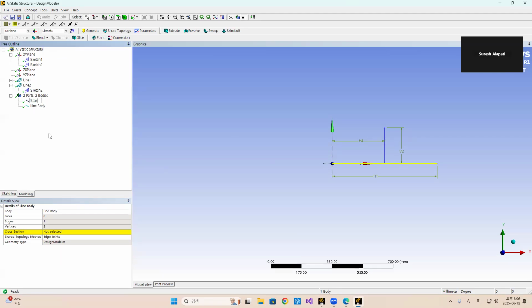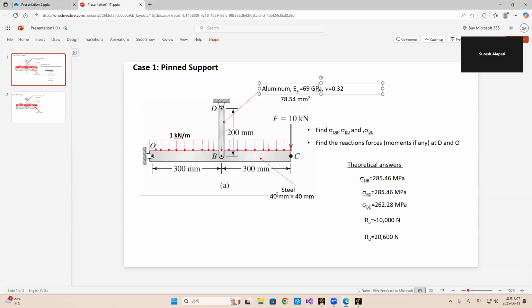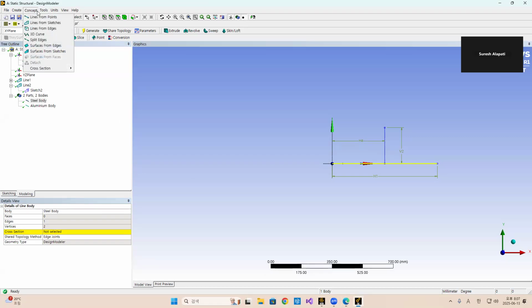This one is a steel body and this one is an aluminum body. Now we have to assign cross sections. You can give it in the model also, but I am doing it here. So 40 millimeter times 40 millimeter, a rectangle cross section. Concept, create a rectangle cross section.